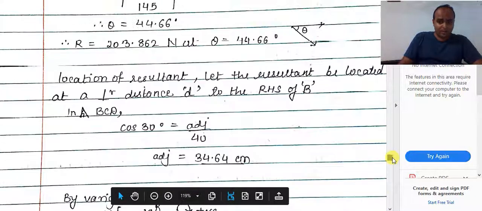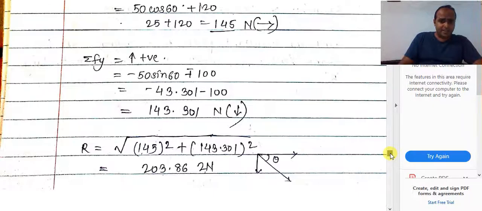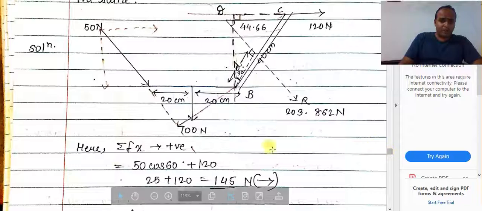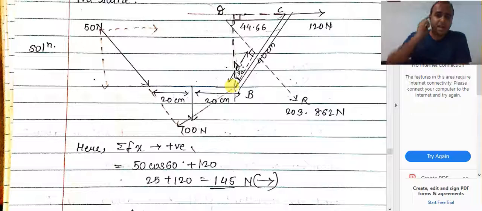Let us go back to the diagram just to get an idea, friends, so that later on you should not get confused. If we will be applying Varignon's theorem about point B, what are the forces that will be taken? Varignon's theorem is nothing but the algebraic sum of moments of all the forces about a point is equal to the moment of the resultant about that point, taking a particular direction of rotation as positive.